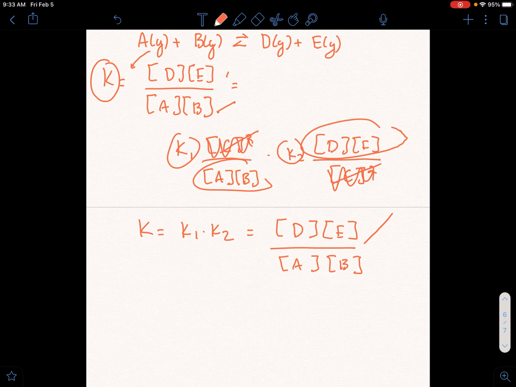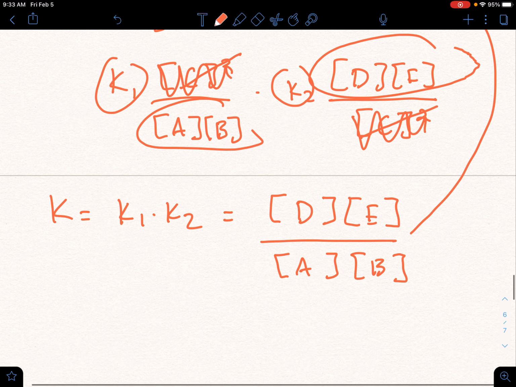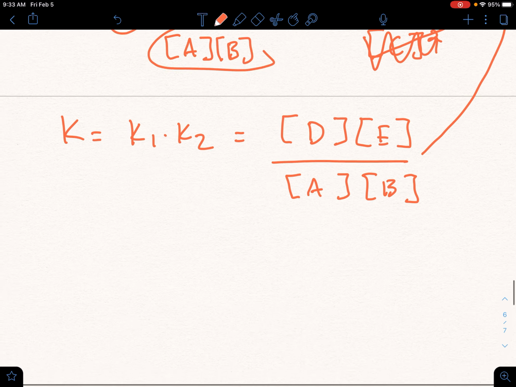See, now we have matching Ks. So whenever you're adding reactions, you just multiply their K values and you multiply the reaction out and you cancel out things that you don't need. So those are just some manipulations that you can do with K that you're going to be asked to do in some exams.